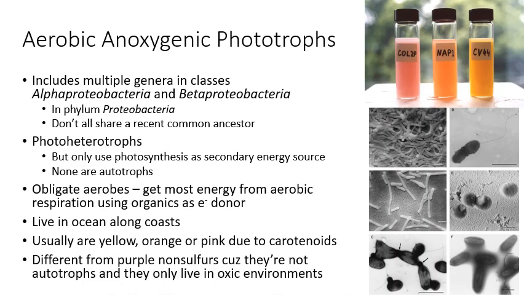Then you have another group that's very diverse called the aerobic anoxygenic phototrophs. These are also in classes Alphaproteobacteria and Betaproteobacteria in the phylum Proteobacteria. They also don't share a recent common ancestor, so they're kind of scattered throughout those two classes in different genera. And they've also shared their genes for photosynthesis by horizontal gene transfer.